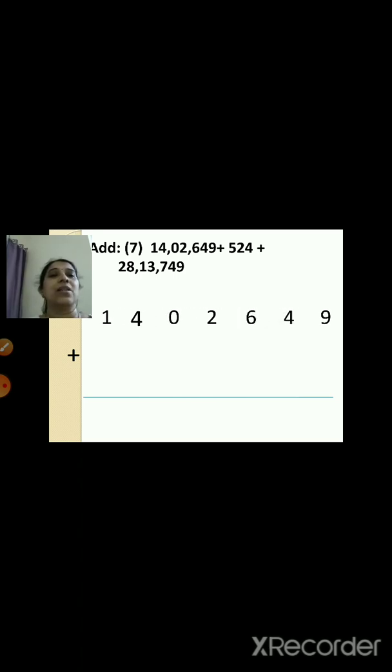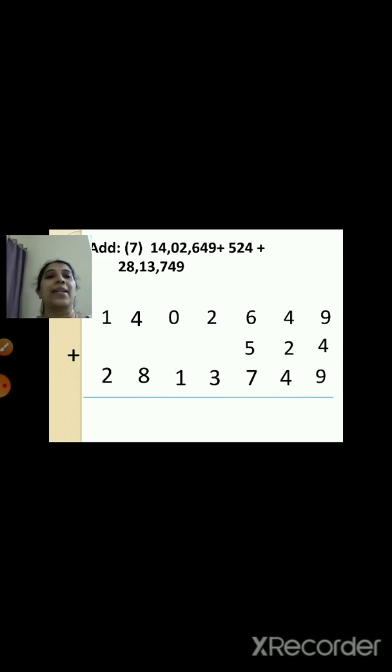Your second set is 524. So 4 in the units place, 2 in the tens place, 5 in the hundreds place. Your third set is 28 lakh 13,749. So 9 in the units place, 4 in the tens place, 7 in the hundreds place, 3 in the thousands place, 1 in the 10,000s place, 8 in the lakhs place and 2 in the 10 lakhs place.